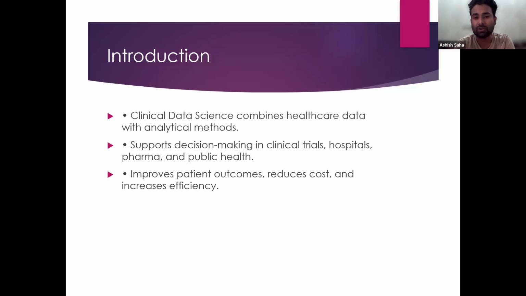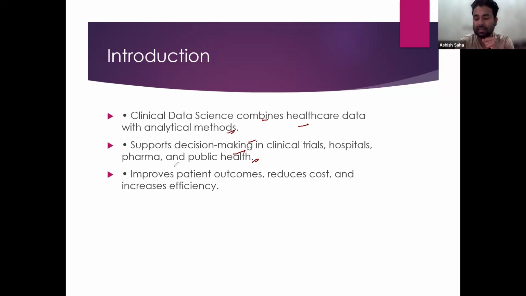So in today's session, I'm going to discuss what type of work is done by data science in the healthcare industry. As we discuss, clinical data science generally combines healthcare data with analytics methods. It supports decision making in clinical trials, hospitals, pharma, and public health. For example, in decision making for cancer, the doctor decides the person has cancer based on the test report provided to the AI model.